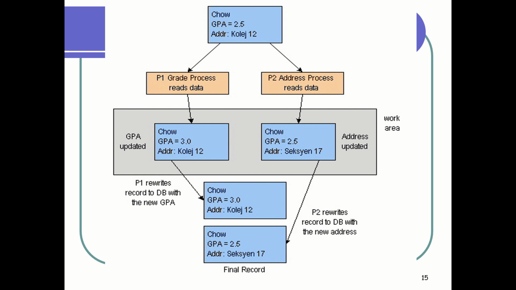So when P1 tries to rewrite its record to the DB with the new GPA, Chow has a 3.0 GPA and code 12. But from process 2, Chow's GPA is 2.5 and section 17. So these are two different values for Chow, two different conditions for Chow. This involves an integrity problem.